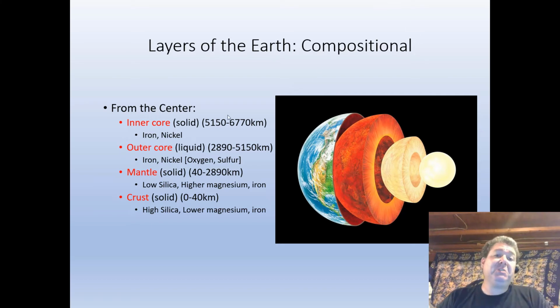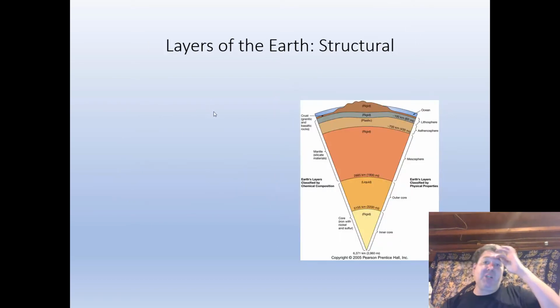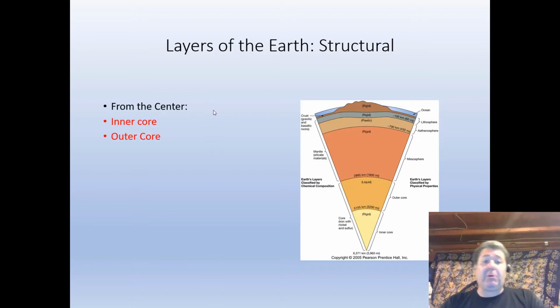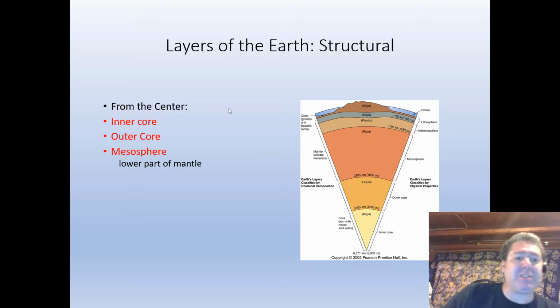Now these are the compositional layers. When we're talking plate tectonics, it's really the structural layers that are a lot more important. That starts off the same from the center, the inner core and the outer core, but then we take the mantle and the crust and break them up into three parts. We have the mesosphere, the lower part of the mantle, not really involved in plate tectonics.